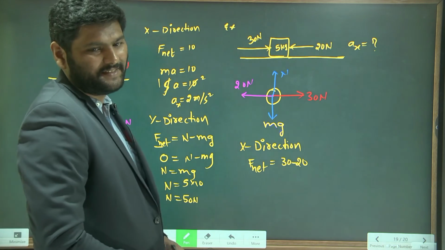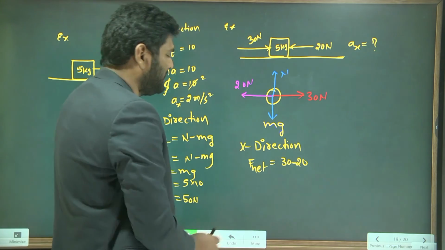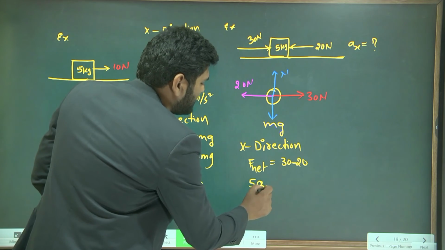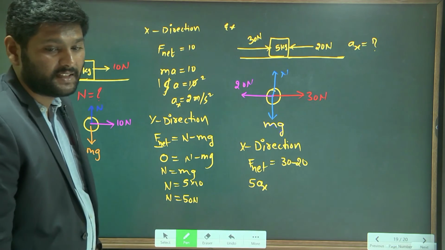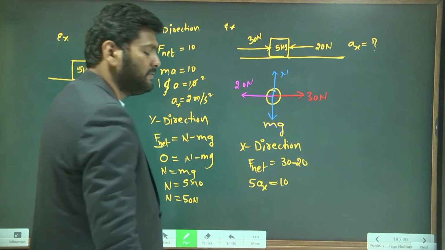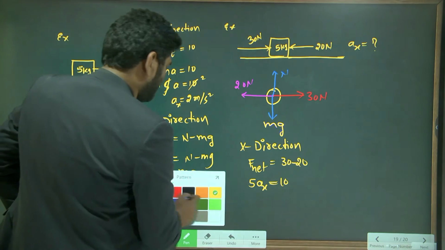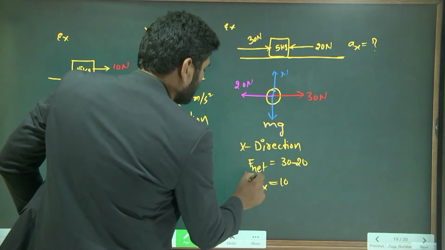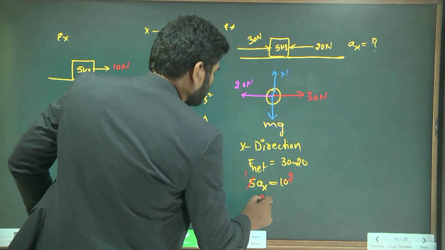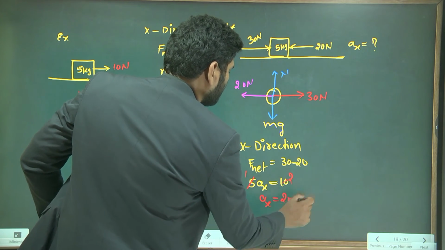F net is, according to Newton's law, m a. What is m here? 5 kg. And the acceleration in the x direction is? 10 newtons. Yeah, 10 newtons. Simplify it now. 2. Very good. 5 ones are 5, 5 twos are 10. So the acceleration in the x direction is what? 2 meter per second square.